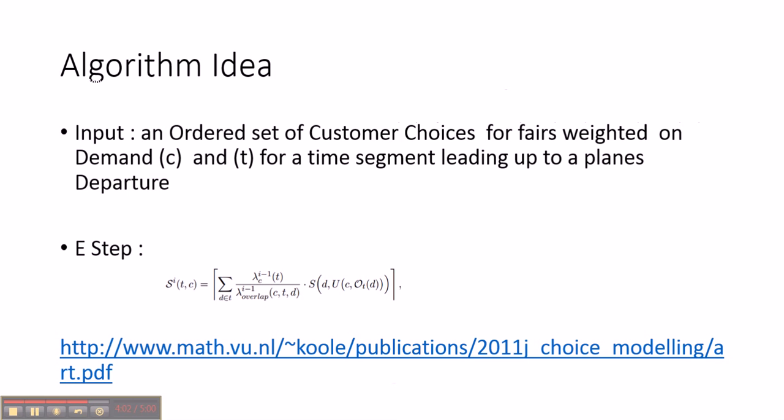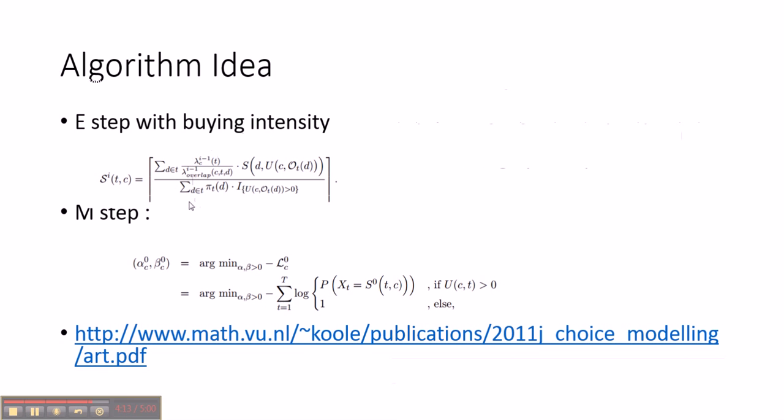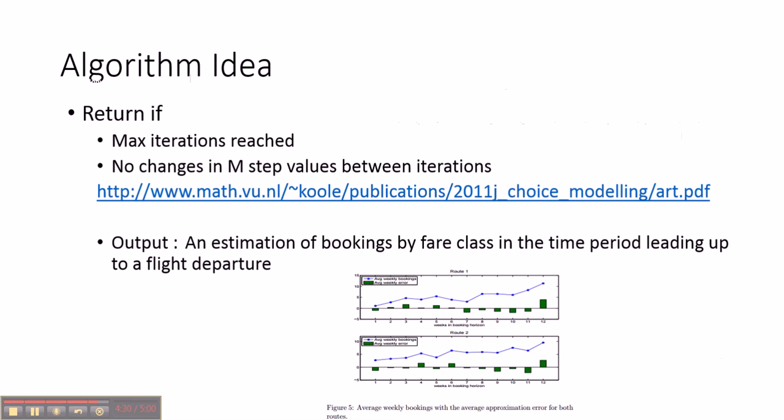In the E step, we are looking to use a demand factor multiplied by the sales of an optimal choice. In the algorithm, they added to the accuracy by the denominator in this E step taking account of historical data and buying intensity based on the day. The M step is a minimization of a negative log likelihood of sales at a current choice at a current time. The algorithm's output is an estimation of bookings per fare class, and we'll hit that output if we hit max iterations or no changes in that M step occur.